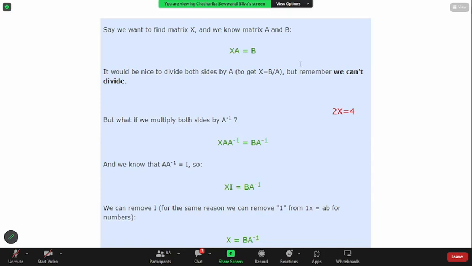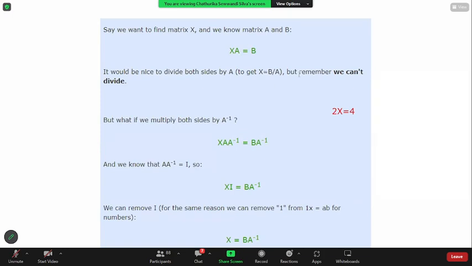That is what we normally do when we have such a case in an equation. Here also we need to make X the subject. We want to find X. Assume that we know A and B, and all these are matrices. It would be nice to divide both sides by A. In this linear equation, we need to divide both left and right sides by the matrix A.